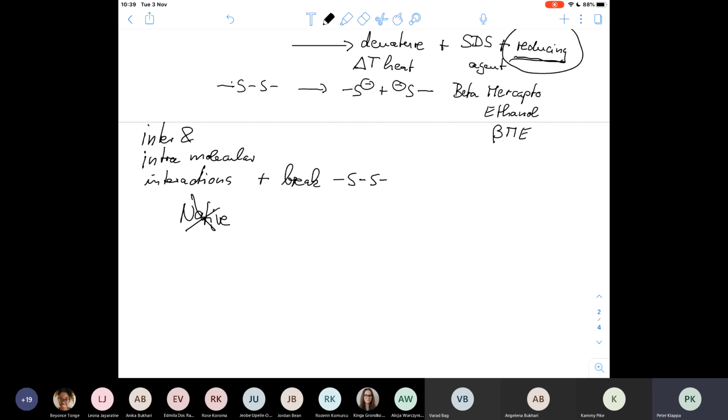We can run it in the presence of SDS, and we can run it in the presence of SDS and beta-mercaptoethanol. The first would actually be called oxidizing conditions. This would be reducing conditions because we have got the reducing agent in there. Okay, so we can do both of these things, and by running a gel we can get information about the protein.